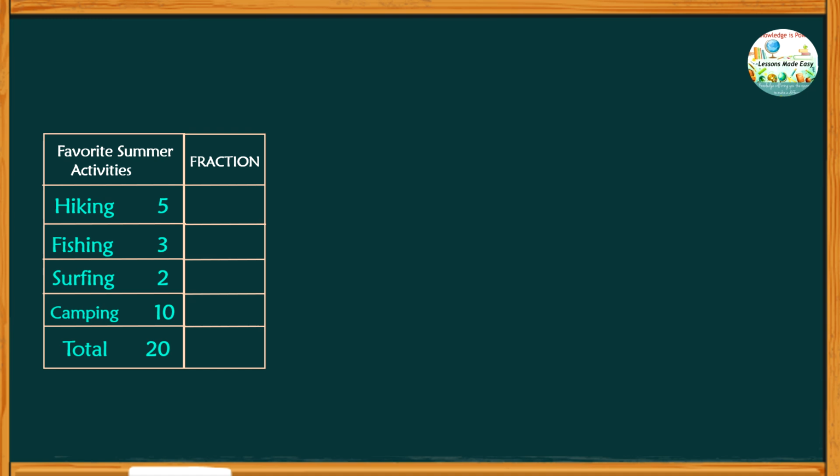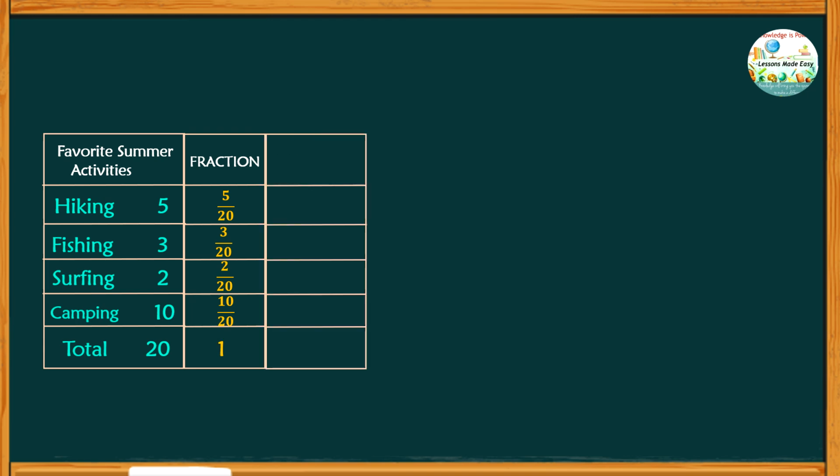For hiking, keep it as 5 over 20, 3 over 20 for fishing, 2 over 20 for surfing, and 10 over 20 for camping. Adding all these fractions, we get 20 over 20 or 1 whole. This time, let's add another column for the percentage. To take the percentage, we only need to multiply the fraction of each category by 100.